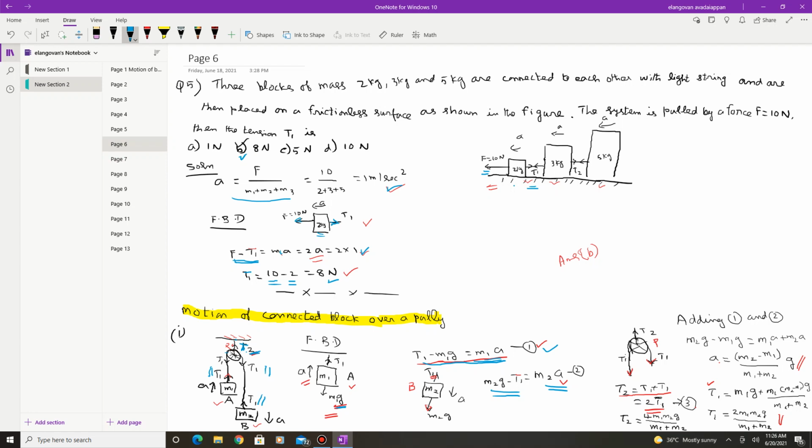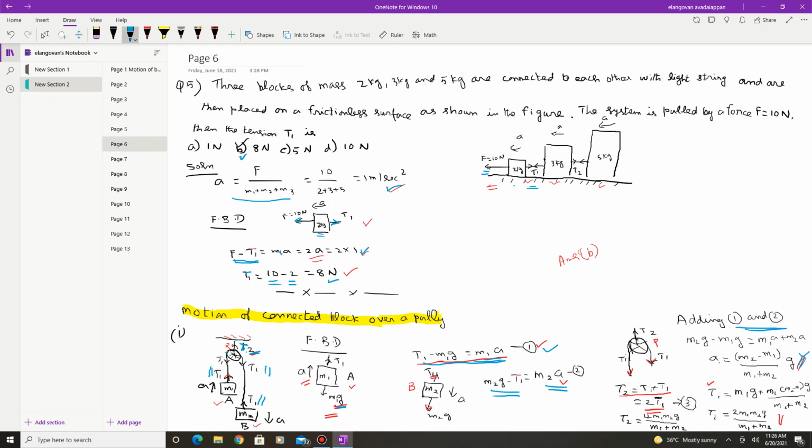Now adding equations 1 and 2, the T1 gets cancelled, and you will get M2g minus M1g is equal to M1a plus M2a. So from this the acceleration can be calculated. The acceleration is equal to (M2 minus M1) by (M1 plus M2) times g. So this can be easily determined.